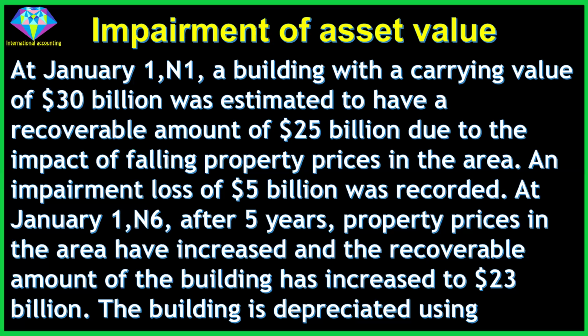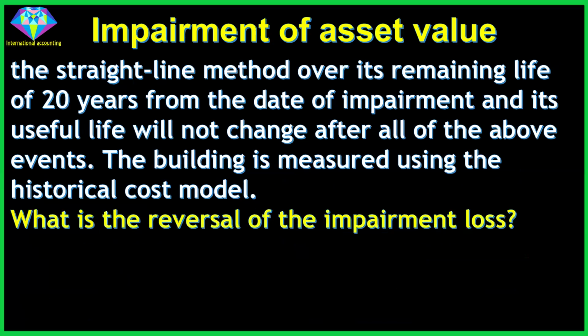The building is depreciated using the straight-line method over its remaining life of 20 years from the date of impairment, and its useful life will not change after all of the above events. The building is measured using the historical cost model. What is the reversal of the impairment loss?